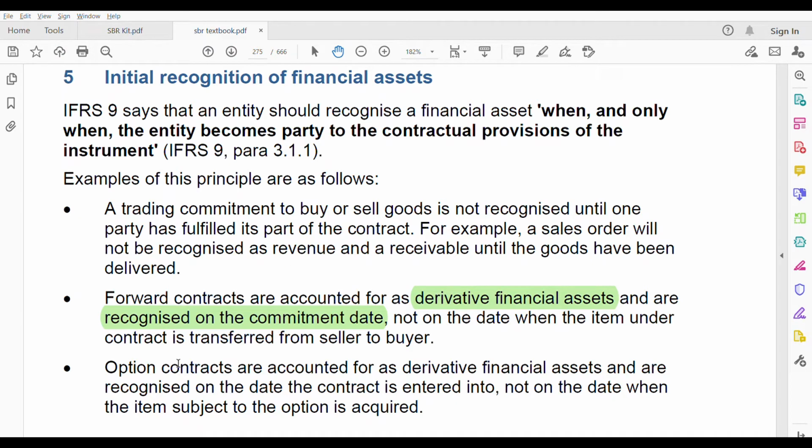Third example, option contract. Okay, the previous one was specifically relating to forward contract. Now let us go to the option contract. Option contract is also a derivative, isn't it? That is also a derivative financial asset, same like forward, but the difference is it is recognized on the day the contract is entered into. So if you see, all the three are examples of financial assets, but the way you recognize these three is different.